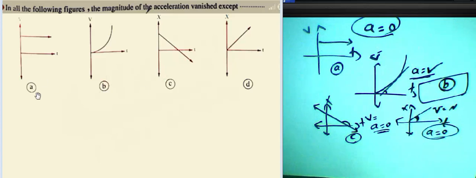But for letters A, C and D, the acceleration will equal 0, okay? Because we have a relation between V and T, the derivative of a constant number equals 0, and here it's a linear equation. The derivative of x with respect to t will be the velocity, and the derivative of velocity will equal 0, and the velocity equals the derivative of displacement with respect to t, and acceleration will equal 0. So we must choose letter B for this example.